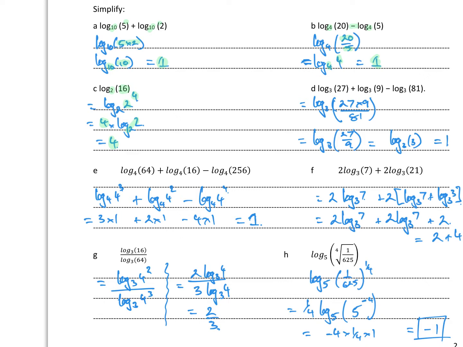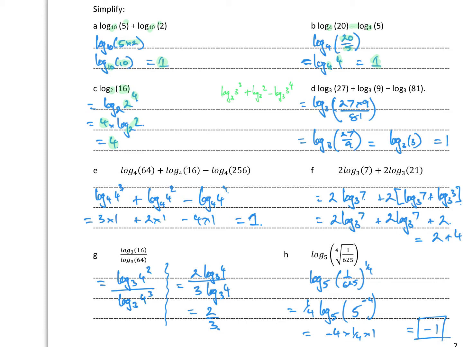Two approaches here. I could, if I wanted to, put everything as log base 3 of 3 cubed plus log base 3 of 3 squared minus log base 3 of 3 to the 4. Absolutely, then bring the numbers out the front and add and subtract. I thought I'd do it just slightly differently.